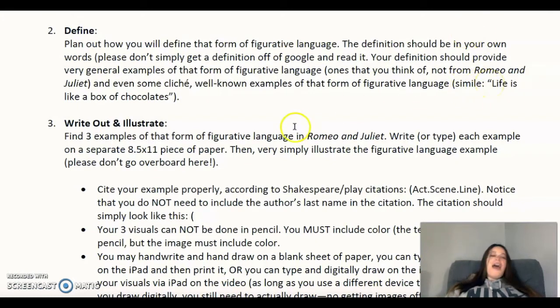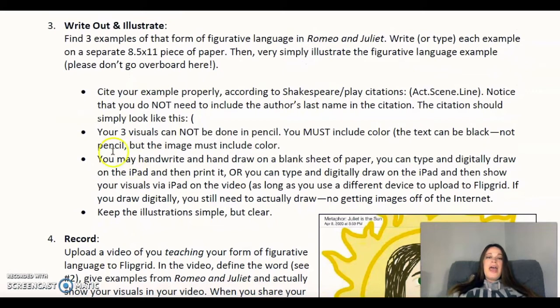All right. Number three, after you've defined it and thought about how you're going to define that word, you are going to write out and illustrate. So let's look at that part, okay? It says find 3 examples of that form of figurative language in Romeo and Juliet. If you're working with metaphors, you need to find 3 examples of metaphors within Romeo and Juliet. If you're doing oxymorons, you need to find 3 examples of oxymorons, okay? And those have to come from Romeo and Juliet.